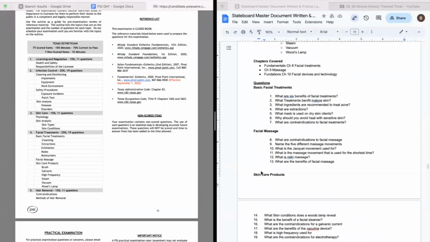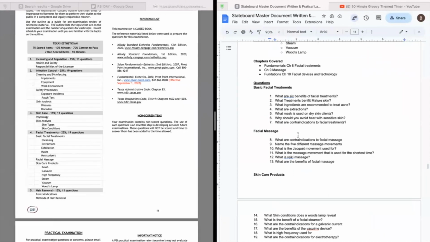For basic facial treatments, we've composed things like, what are the 6 benefits of facial treatments? What treatments benefit mature skin? What ingredients are recommended to treat acne? What are extractions? Like, what's the process of extraction and what are you actually doing? What mask is used on dry skin clients? So what type of mask? So remember, I told you there were different types. You're going to familiarize yourself with each of those types. Why should you avoid heat with sensitive skin? And what are contraindications to facial treatments?